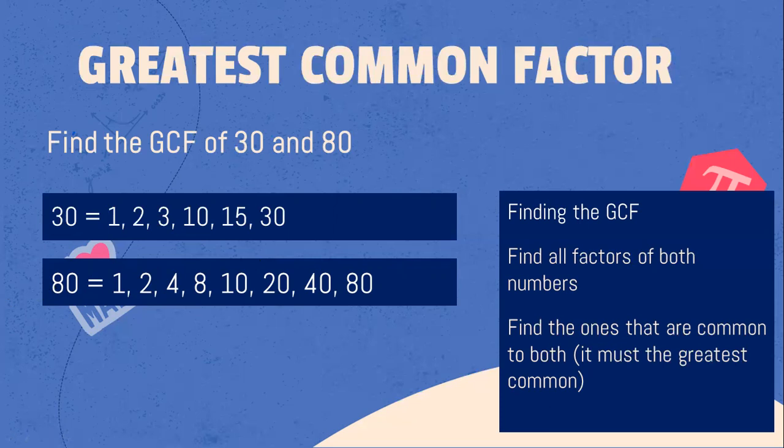What common factor do 30 and 80 have? Both of them have a common factor which is 10. That's why the greatest common factor of 30 and 80 is 10, because both 30 and 80 are divisible by 10.